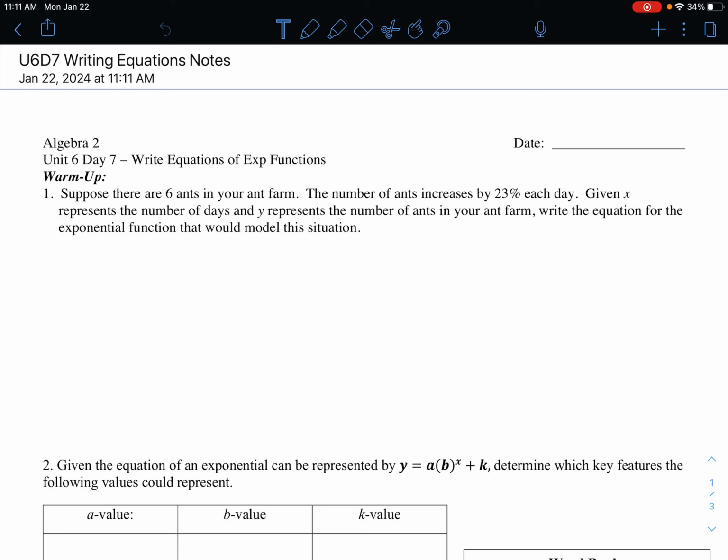All right, so go ahead, pause the video, and try the warm-up on your own. Once you've tried it and attempted it, go ahead and unpause the video and you can check your answers.